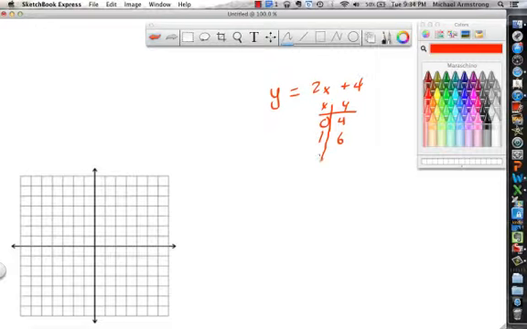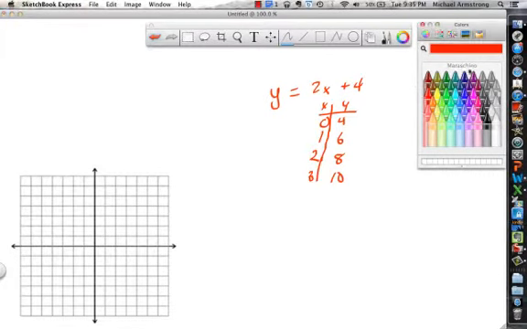You do this one more time. 2 times 2 is 4. 4 plus 4 is 8, and you have kind of a pattern here. We're going 0, 1, 2. We're going 4, 6, 8. You could probably guess that it's going to look like this for the next one, and if you put it in, it would work. And you draw the line, and it's just going to keep on going.